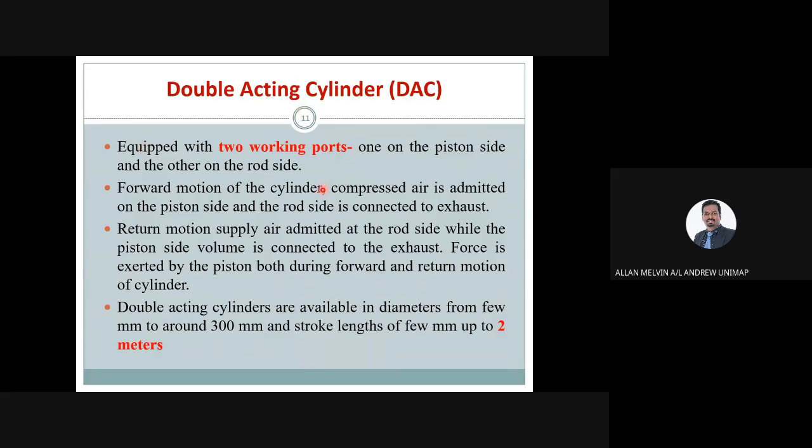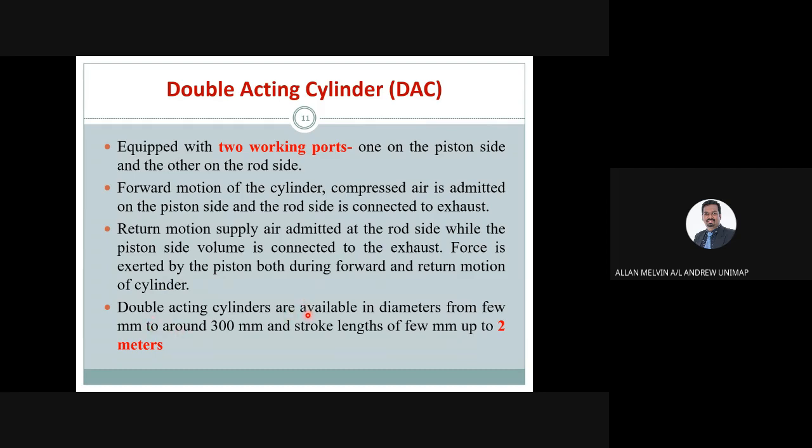We have another type we call a double acting cylinder, or DAC. This one has no spring, it has two working ports. Both sides have a working port. So for the forward motion of the cylinder, compressed air enters and it will extend. The return has no spring, so for the return you need to supply air from the other side. Then it retracts back. If you don't supply on the other side, the cylinder will stay in the extended position until you supply.